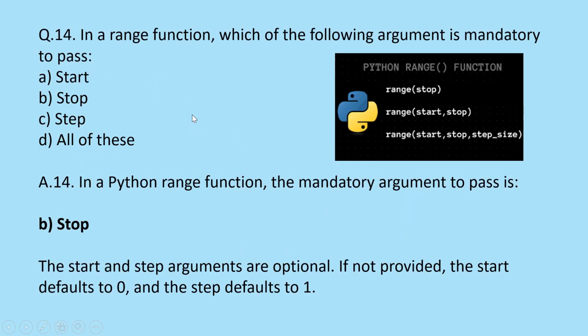Number 14. In a range function, which of the following arguments is mandatory to pass? Start, stop, step or all of these? The answer is stop. It is mandatory. The start and step arguments are optional. If not provided, start's default value is 0 and step defaults to 1.